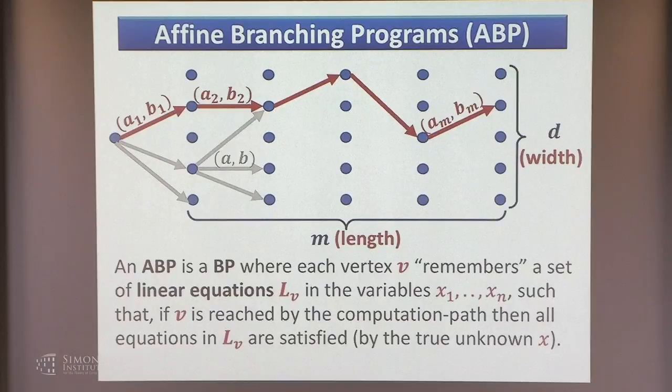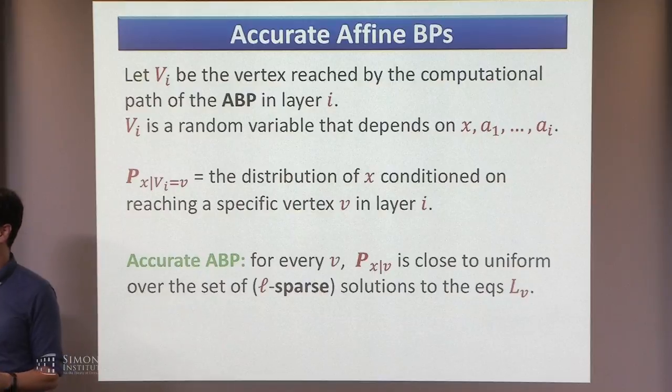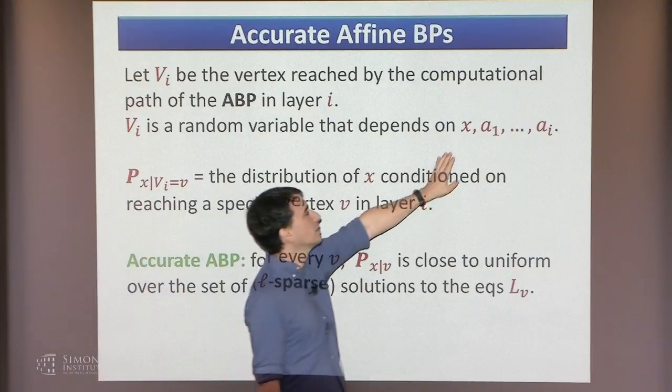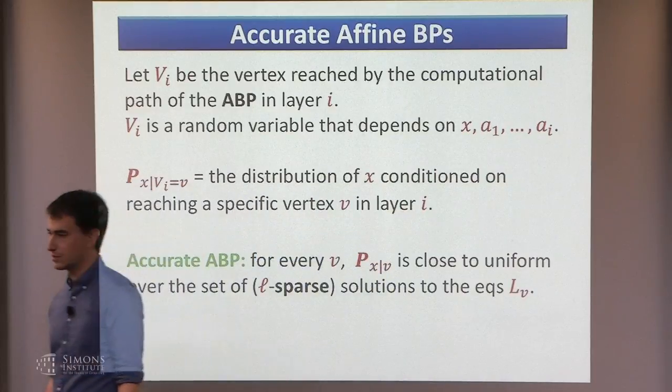So we need a definition that says that the equations that we remember actually capture our knowledge on X. We capture it by this notion of accurate affine branching programs. What are these things? Look at the random variables that describe the vertex reached by the computational path on the ith layer. So this is a random variable. What randomness does it depend on? It depends on the randomness of X and on the randomness of the first i samples.